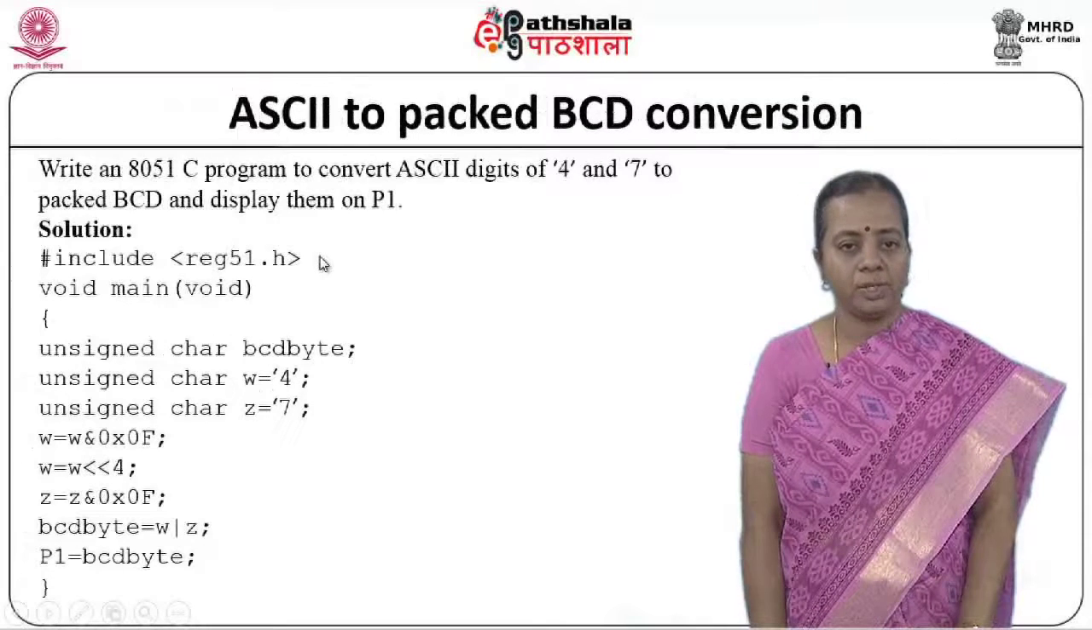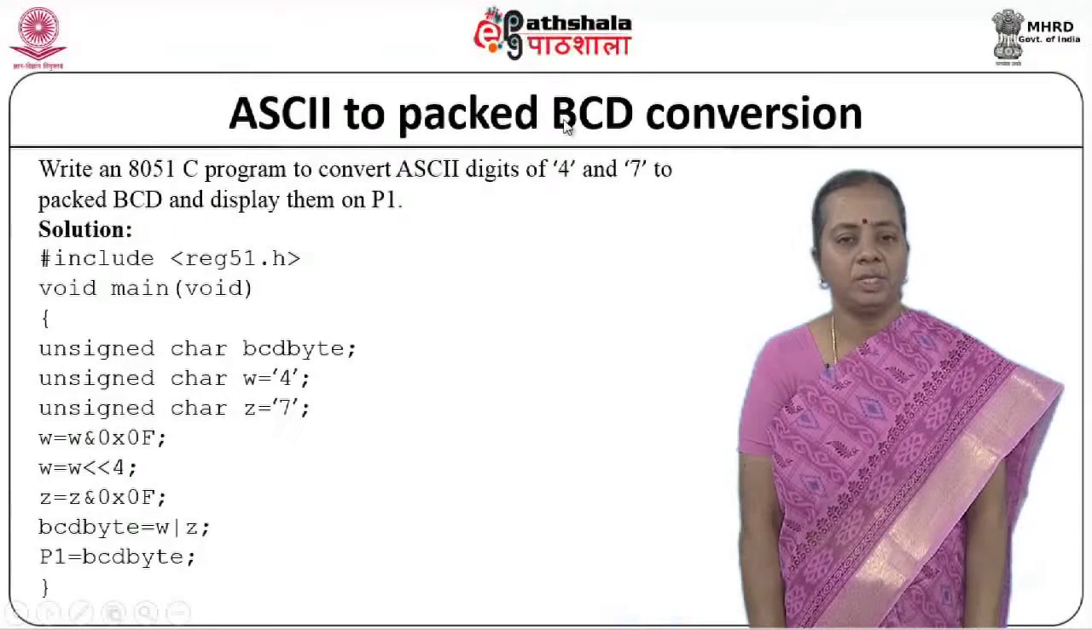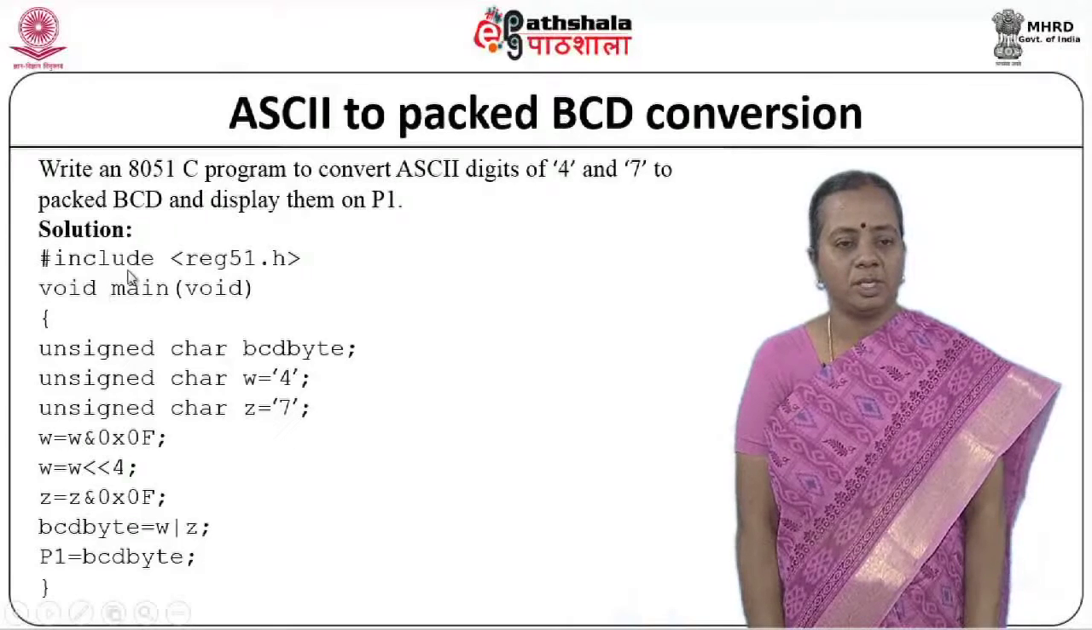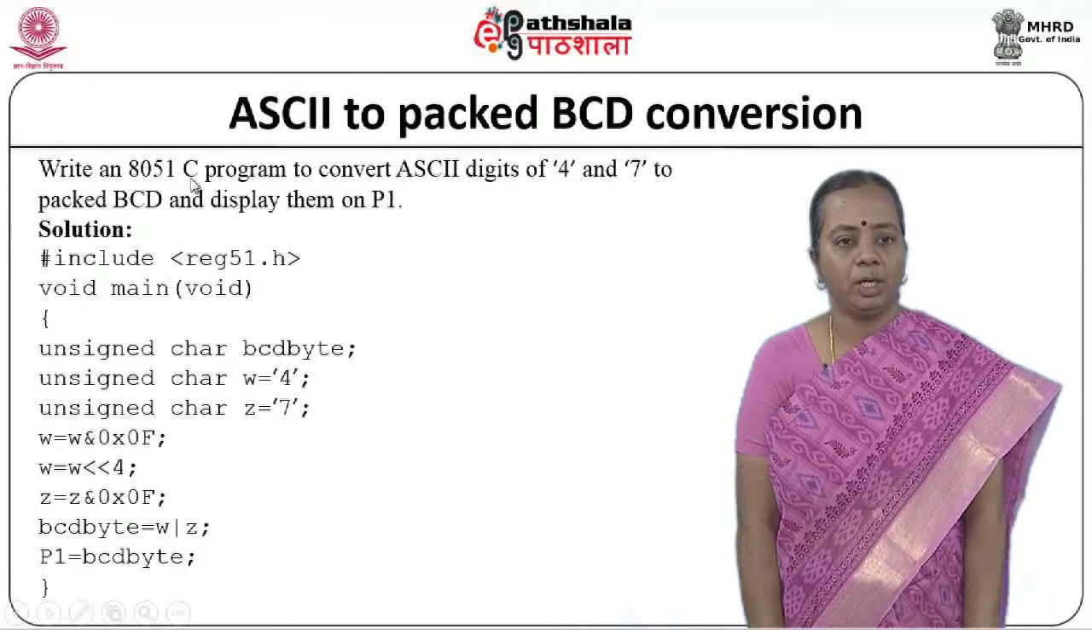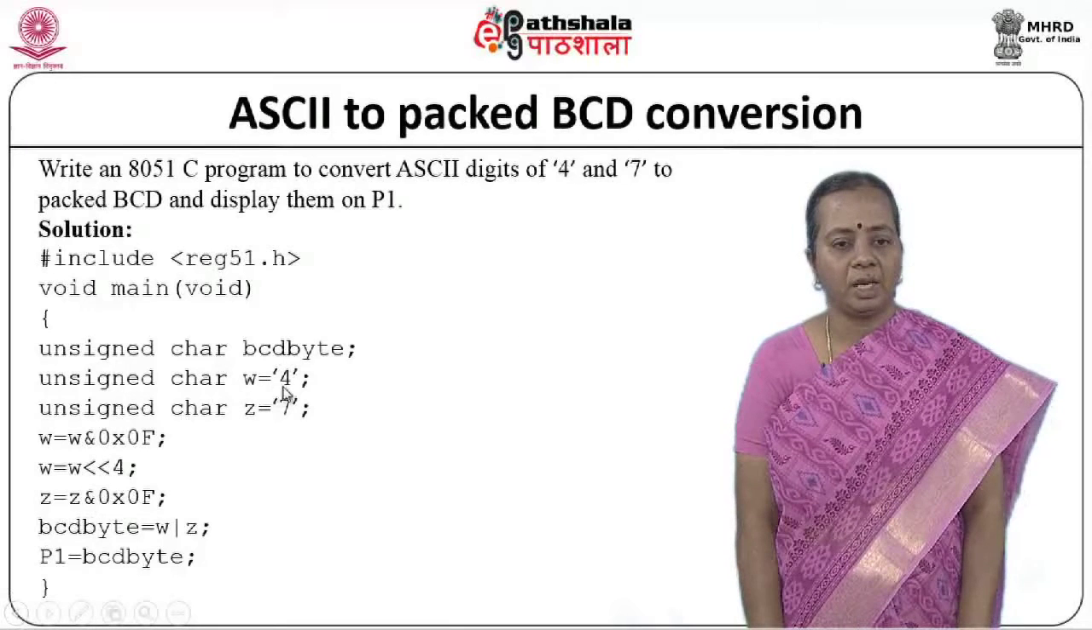So, the next program will demonstrate an ASCII number to packed BCD conversion. Here you just see that we have given something like the value is 4 7. We wanted to convert the ASCII value digits of 4 and 7 to packed BCD. That means we wanted to have 47. So, now unsigned character W is equal to 4, unsigned character Z is equal to 7 is declared, and a BCD type of character has been declared.